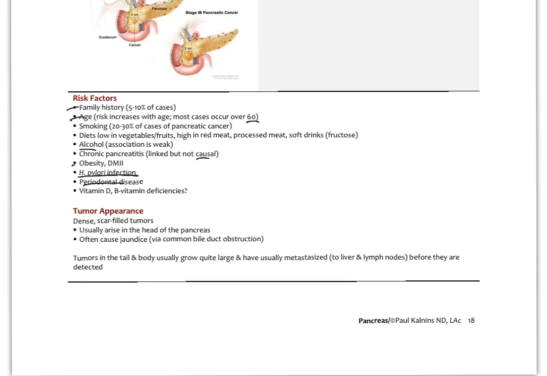The tumors in adenocarcinoma appear dense and scar-filled. Usually, again, they're in the head of the pancreas, and they can block that common bile duct that causes the Courvoisier sign. Tumors in the tail and the body usually grow quite large, and they've usually metastasized to the liver and the lymph nodes before they're detected. So again, fairly asymptomatic until later stages.